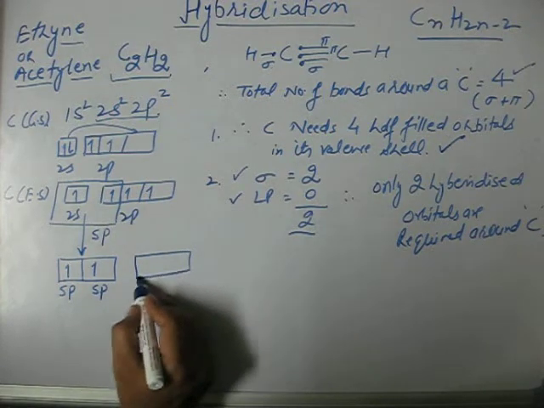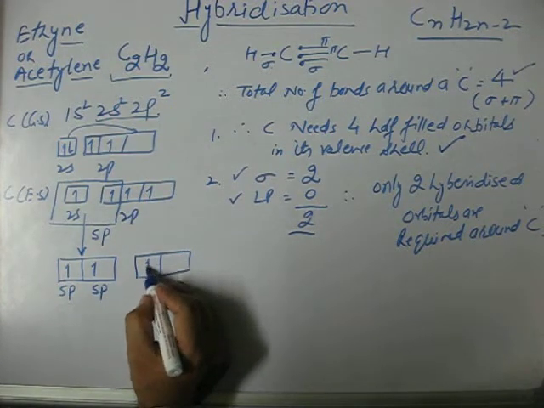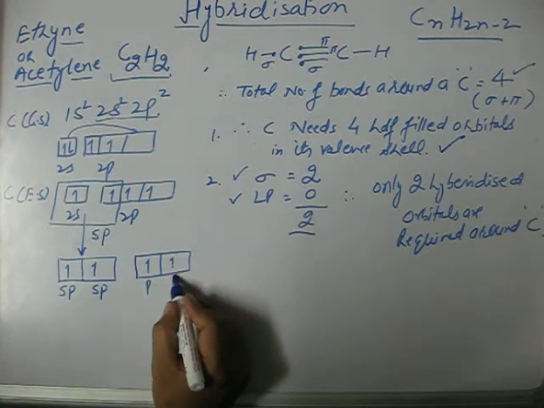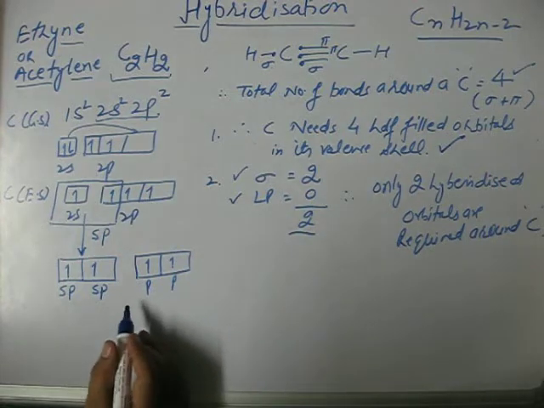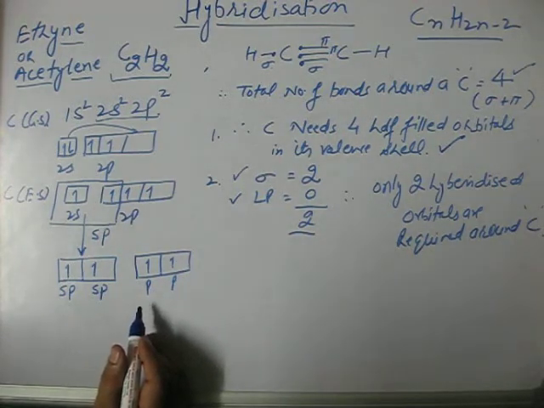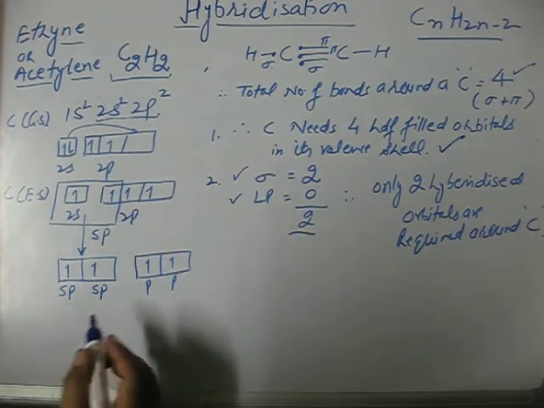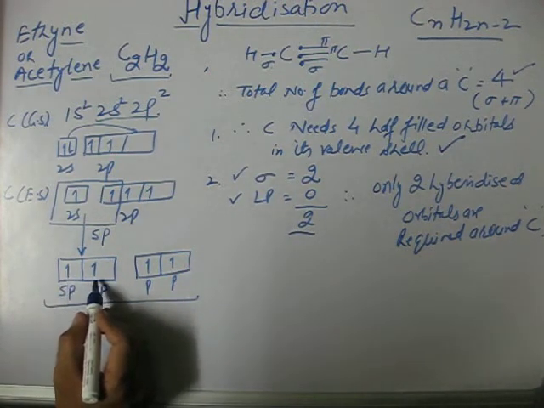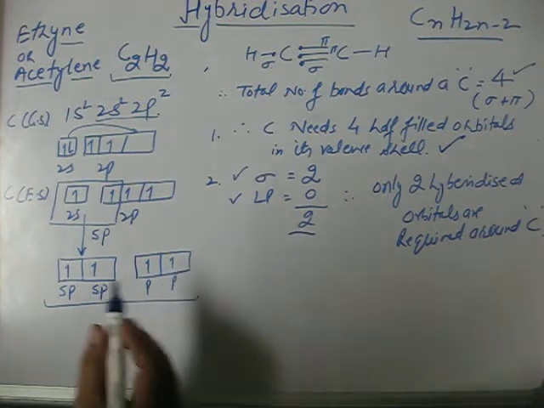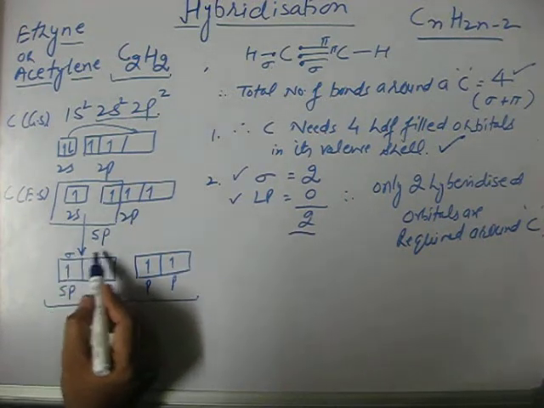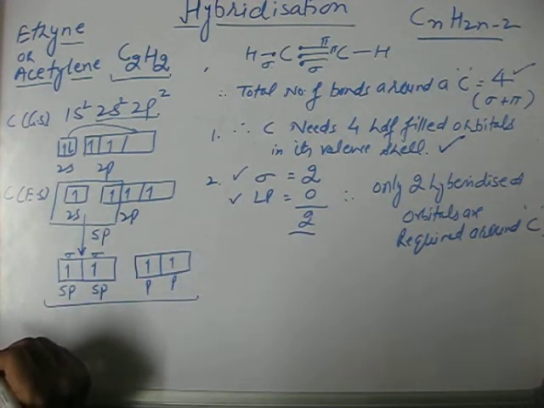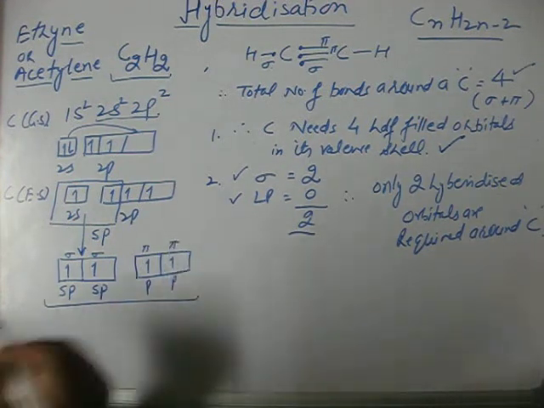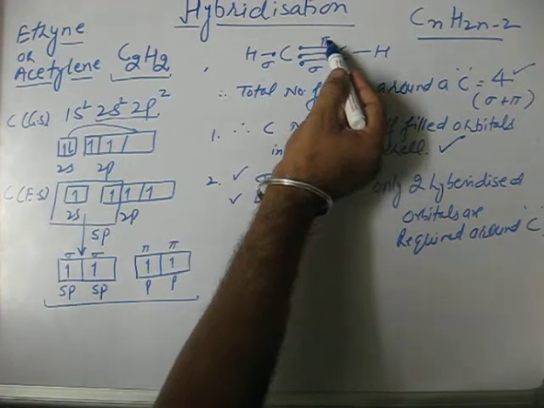But at the same time we have 2 unhybridized p orbitals. Let's see what type of bond these will be used to form. This is the situation around one carbon: 2 hybridized orbitals and 2 unhybridized orbitals. You will see that the hybridized ones will be used to form 2 sigma bonds around carbon, and the unhybridized ones will be used to form 2 pi bonds around each carbon. You can see around each carbon there are 2 pi bonds.